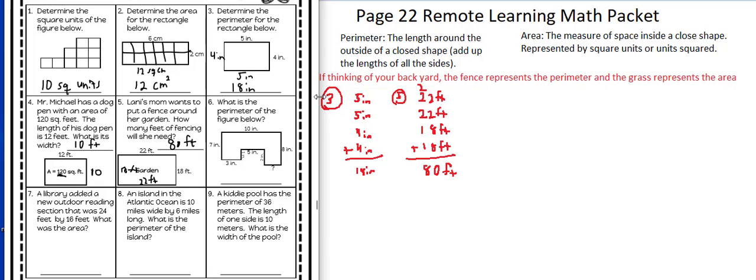So 3 plus 5 is 8. And we know it needs to go all the way to 10 because that's from here to here. So this would be 2. So now we're going to add up all the sides.